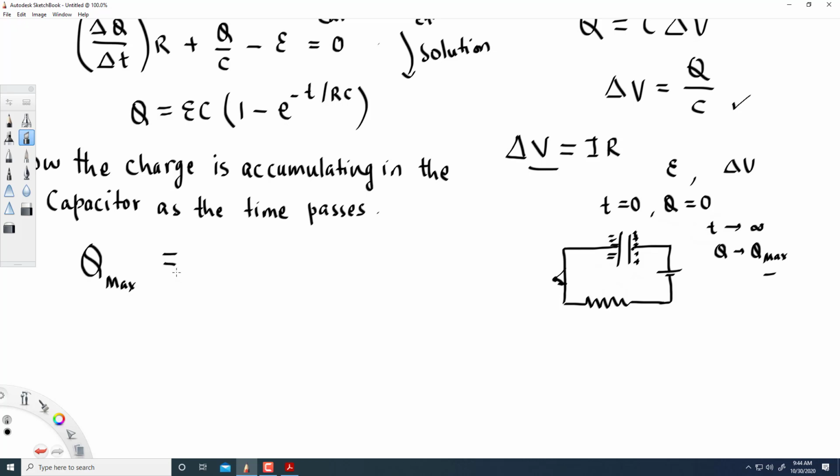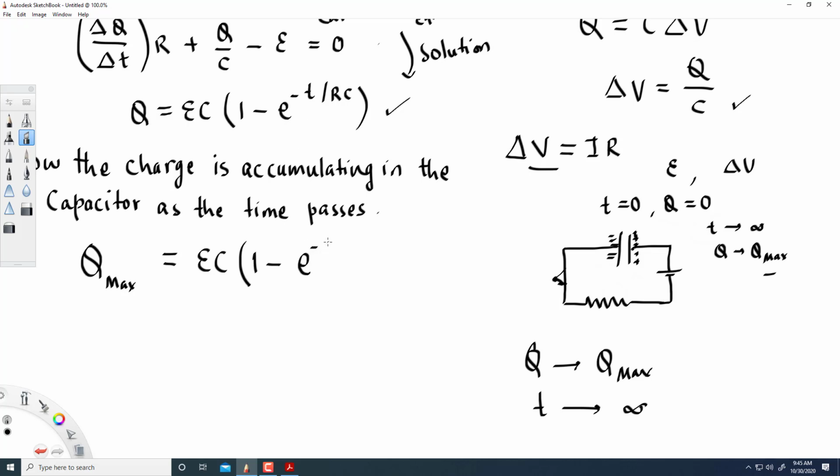What would that be? So one thing we know, we get Q max when t is infinity. So we need to use this condition in this expression. Okay, we have this expression. Q max would be then EC. There's nothing changed in EC. E is constant. C is also constant. Nothing happens after a long time. 1 minus e to the... now time goes to infinity.